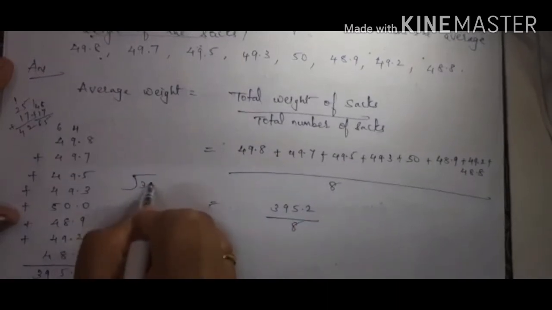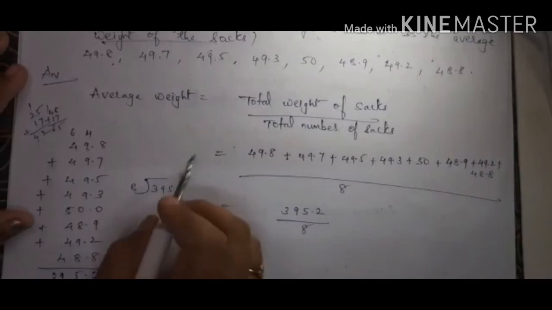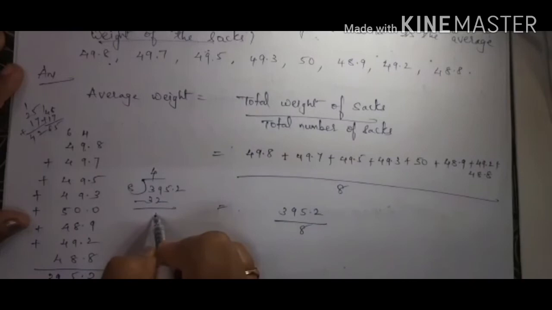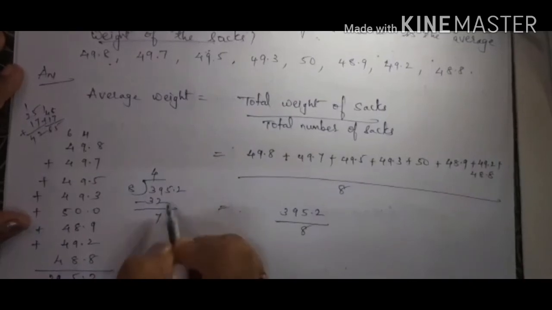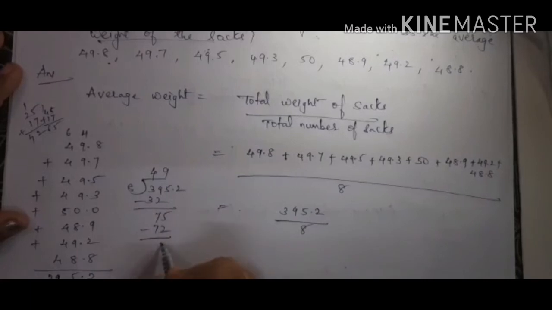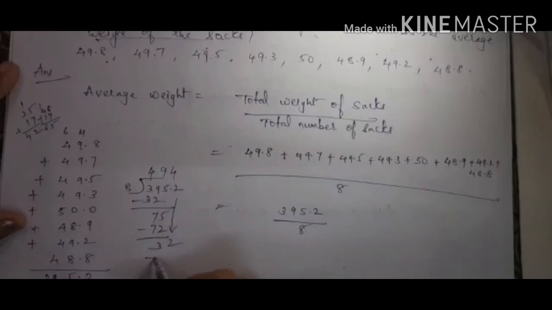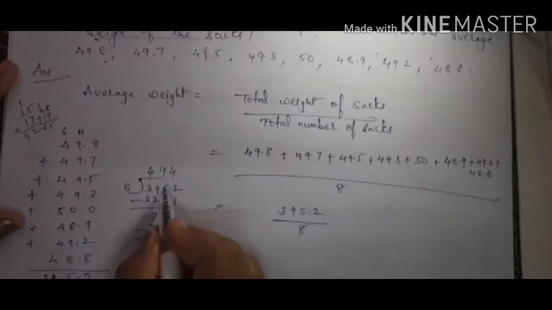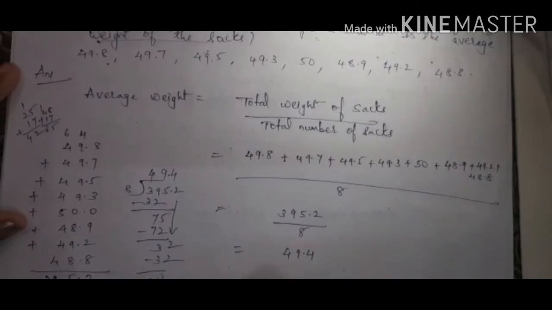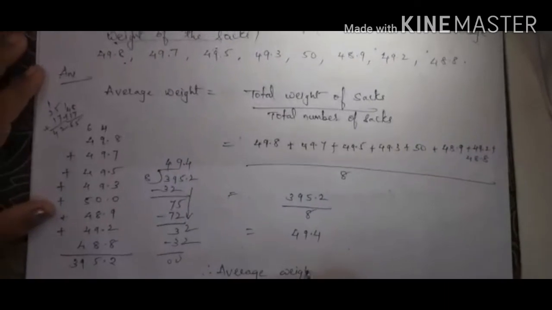395.2 divided by this 8. So let us divide 395.2 by 8. 8 eights are 64. 8 fours are 32, will be nearest. 8 nines, minus 2 is 7. Take this 5 down. 8 nines are 72. 75 minus 72 is 3. Take this 2 down. 8 fours are 32. Your point after one digit. So the answer is 49.4.